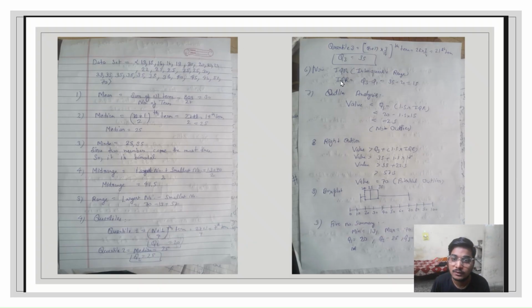that is 35. So now we will be calculating IQR, which is the difference between the third quantile and the first quantile, that is 15. We are calculating IQR because we will need to know what are the outliers in the given data set.